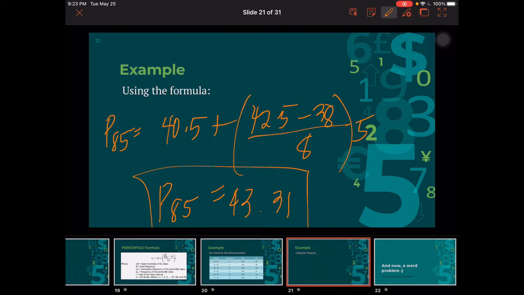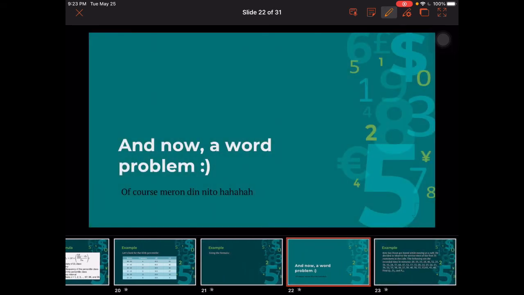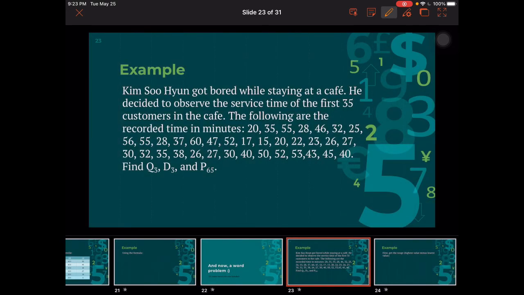It's very easy. Now, paano naman kung meron tayong word problem? So, syempre, kailangan mag-discuss tayo ng at least isang word problem. So, here, si Kim So-hyun ay nabore. Marami siyang oras dahil siguro wala siyang taping. Char. So, marami siyang oras. Okay? He got bored while waiting at a cafe. And then he decided to observe the service time of the first 35 customers in a cafe. So, the following are his data.